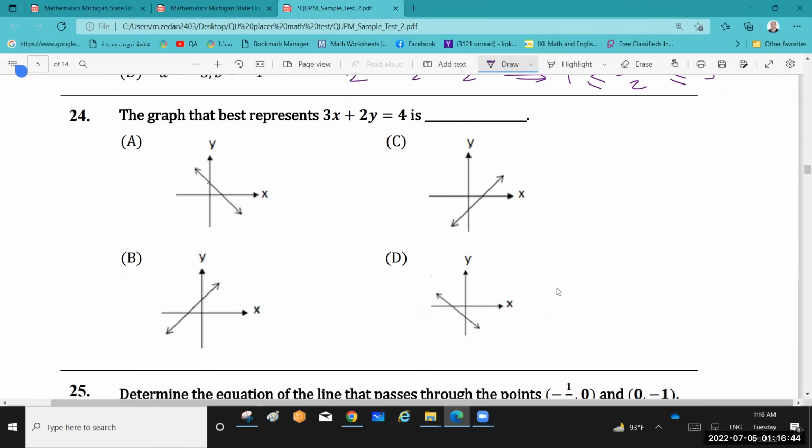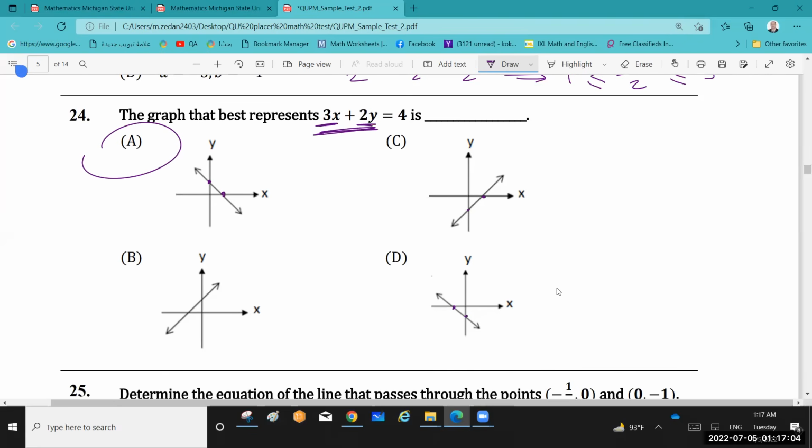Here you can select only the points that are x-intercept and y-intercept. Here both the x-intercept and y-intercept are positive. Here one is positive, one is negative. Here one is negative and the other one is negative, and so on. So in this equation, the answer is A, because both the x-intercept and y-intercept are positive.